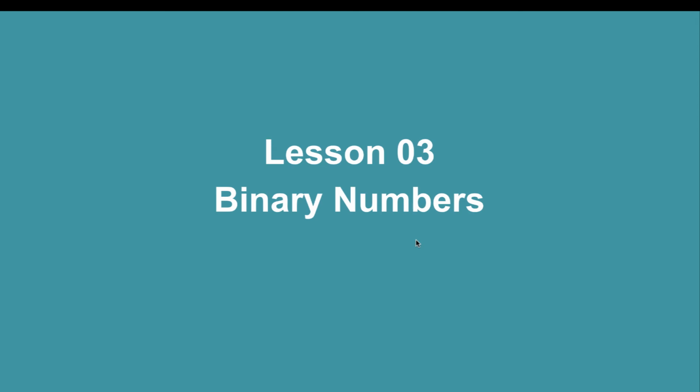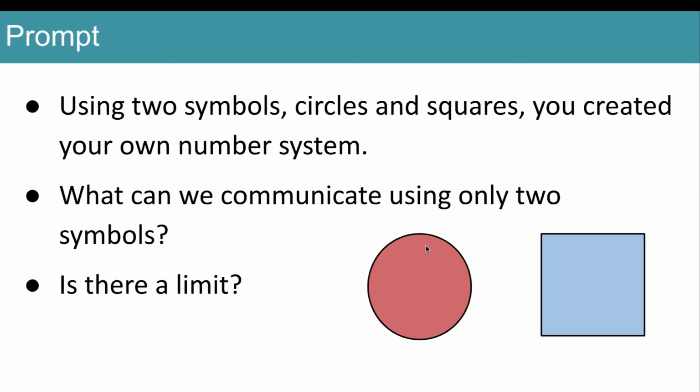So where is all of this circle and square business leading us to? It's leading us to a conversation on binary numbers. So when we were using two symbols, circles and squares, you created your own number system. What else can we communicate using only two symbols? And is there a limit?